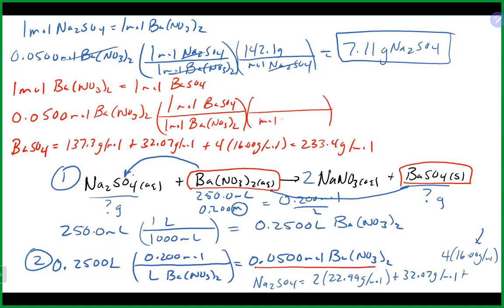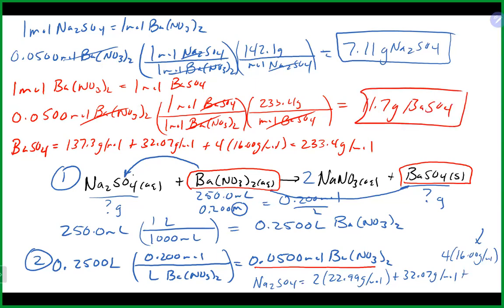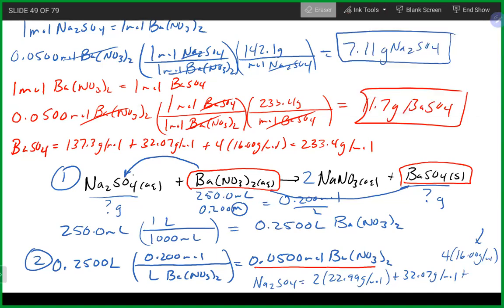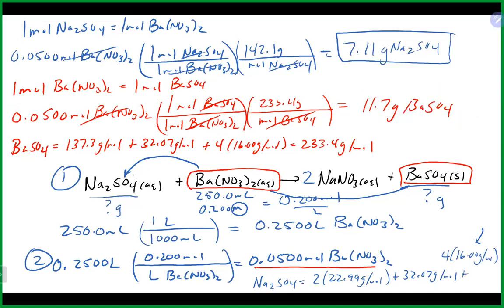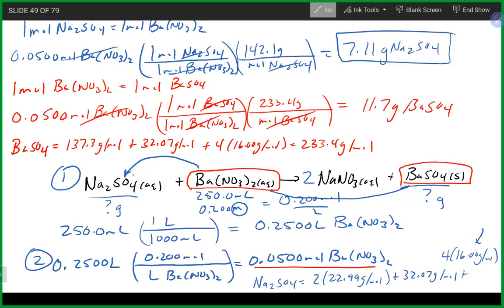So a mole of barium sulfate is 233.4 grams. The moles will cancel, leaving us grams, and we will end up with here 11.7 grams of barium sulfate. By the way, since that is a product, that would be our theoretical yield in this case, would be our barium sulfate in this case.